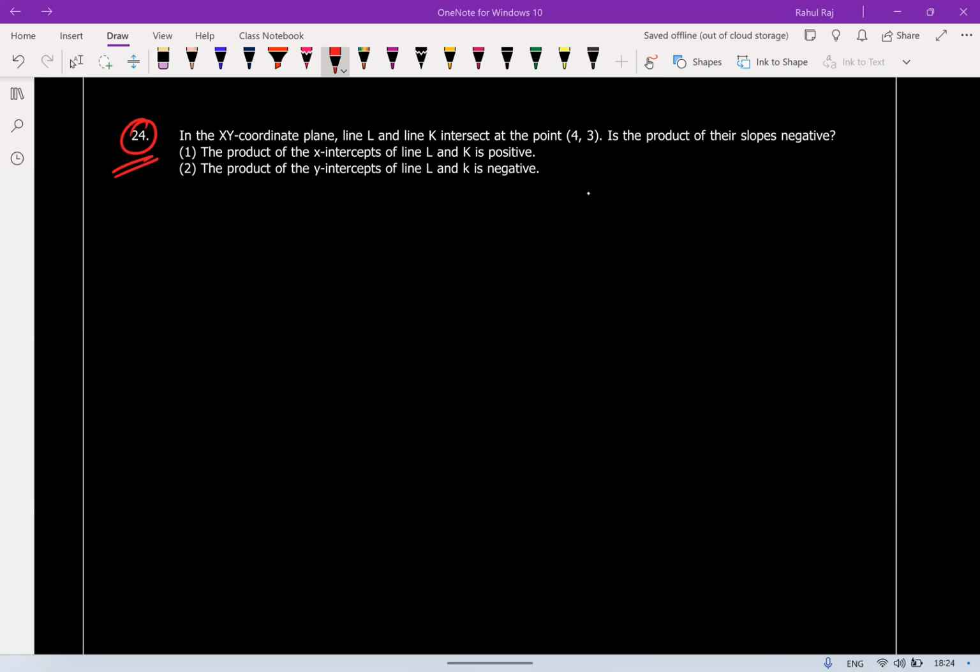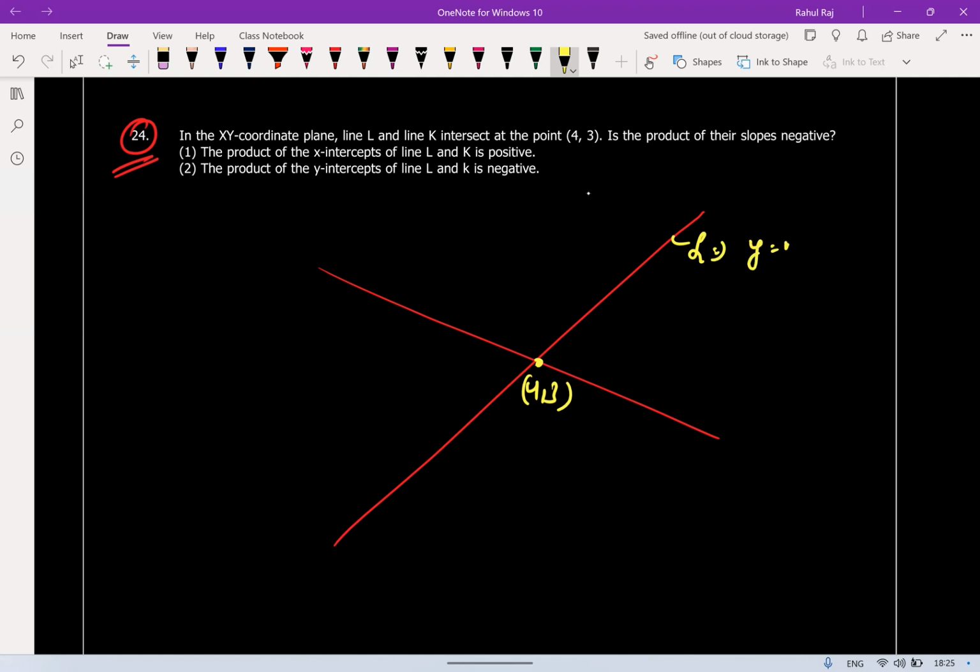So it says, in the xy coordinate plane, lines L and K intersect at point (4, 3). So please understand, this is not only a question of coordinates, there is a mix of inequalities also. They intersect at point (4, 3), and you don't know what lines L and K are. Let's say this is line L, which is nothing but y is equal to m1x plus c1. And this is line K, which is nothing but y is equal to m2x plus c2.